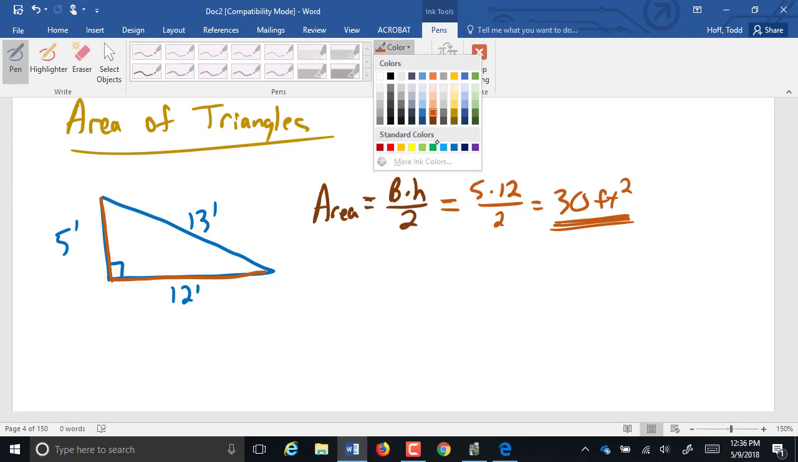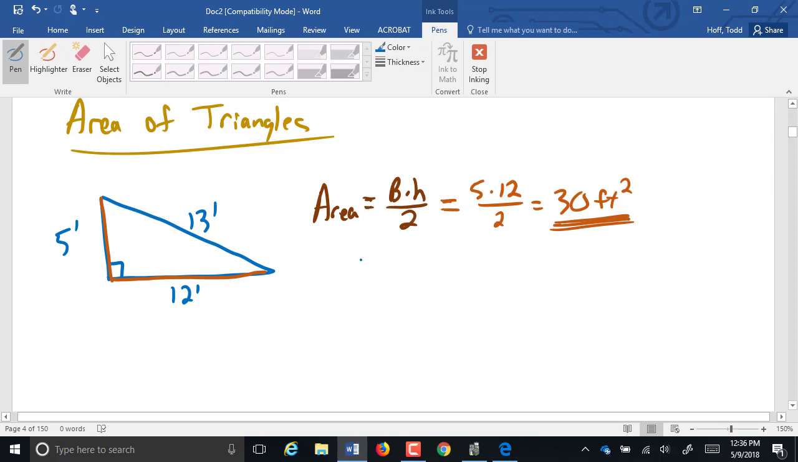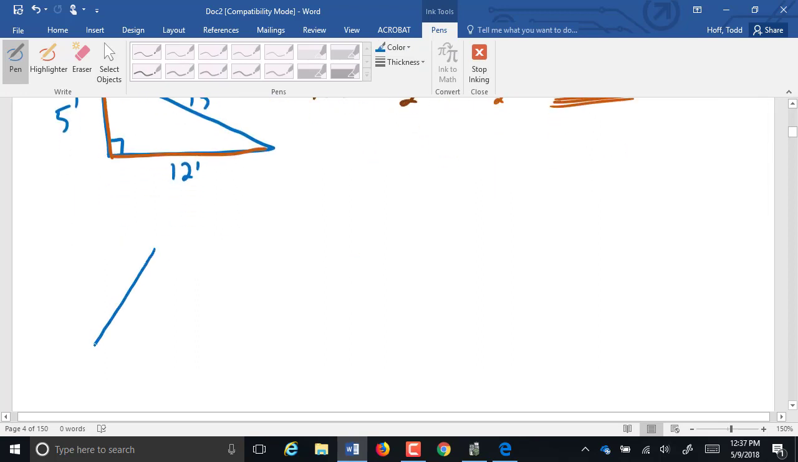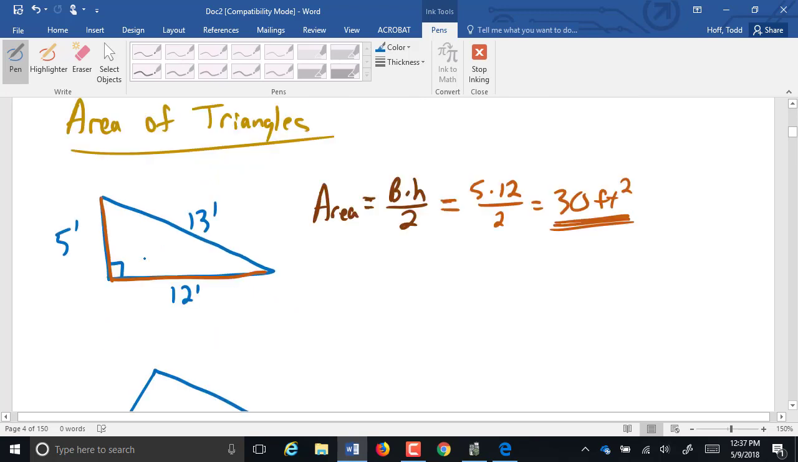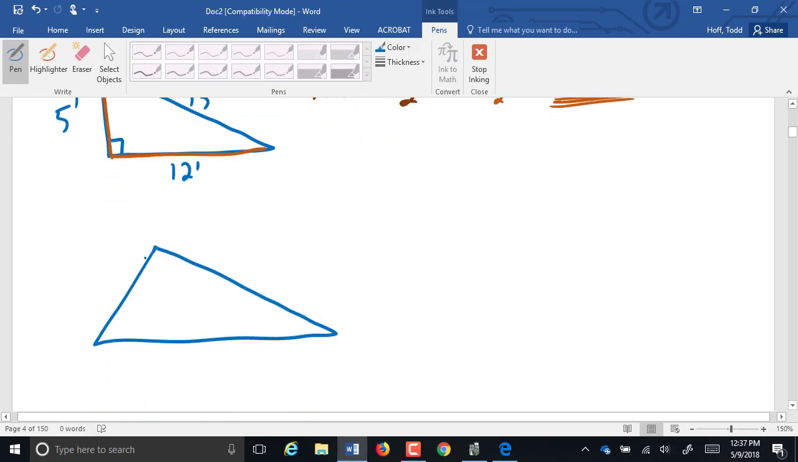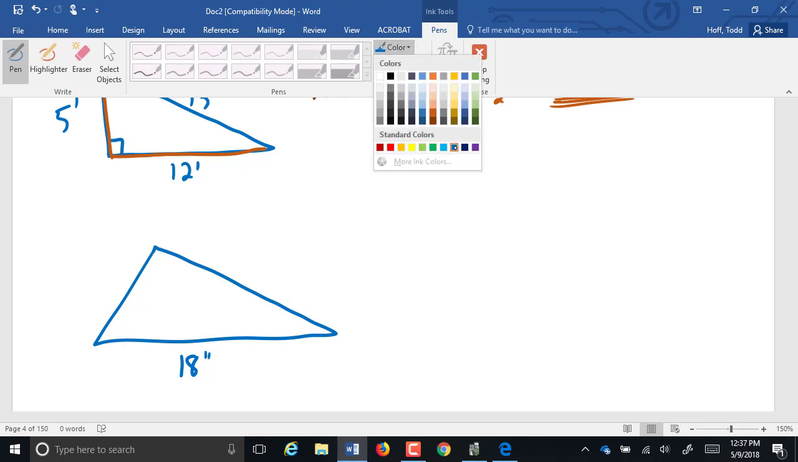If it's not a right triangle, I have this 18 inches here. I'm going to tell you that's the base. Would knowing either of the other two sides help us at all? No, maybe, but not really. What we really need to know is an altitude.